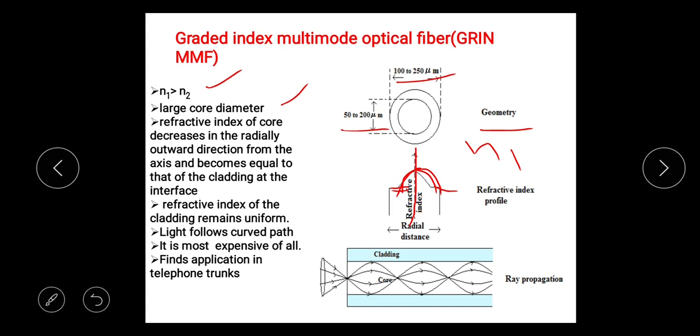Here light follows a curved path. Due to the change in refractive index of the core, the light ray follows a curved path. It is the most expensive of all, and it finds application in telephone trunks. So this is about graded index multimode optical fiber.